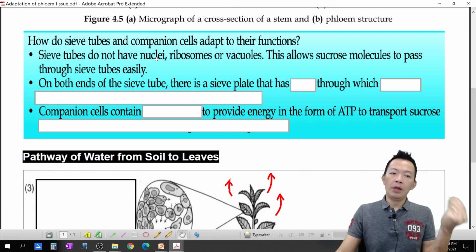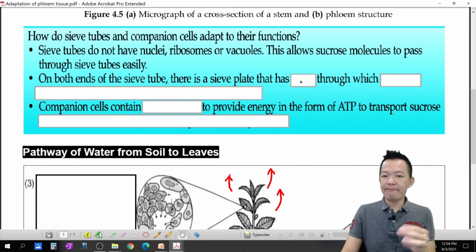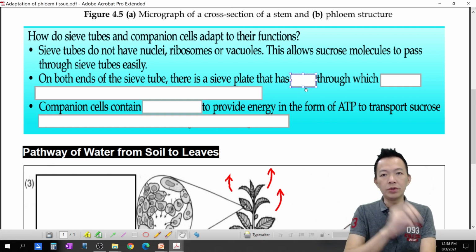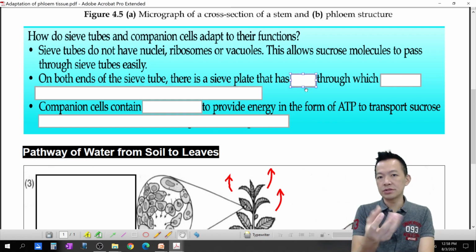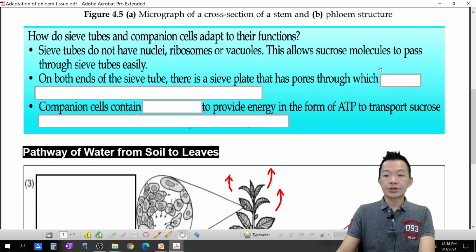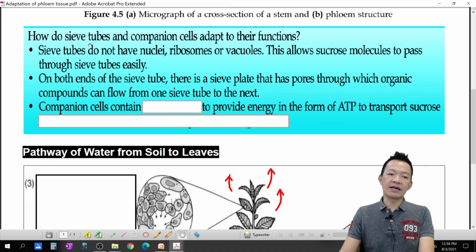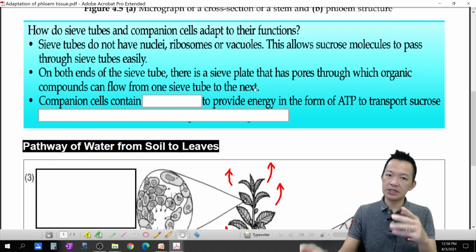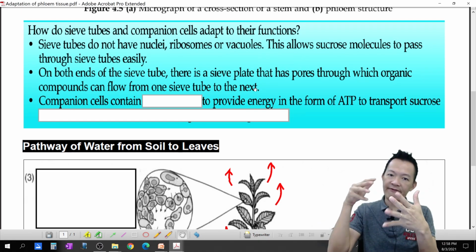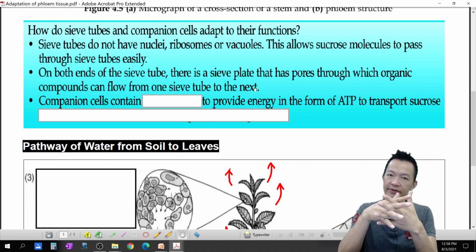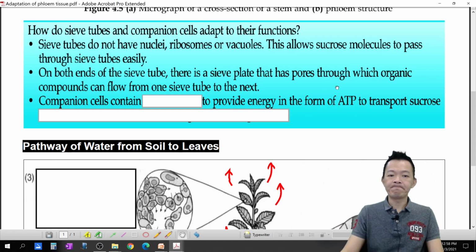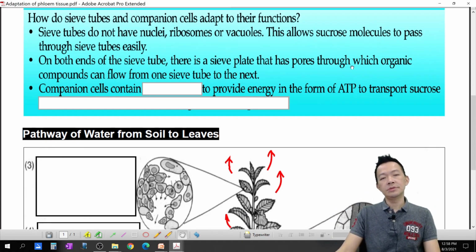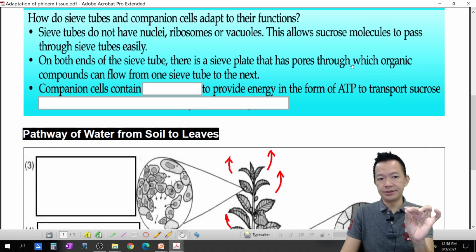Okay, on both ends of the sieve tube, there are sieve plates that have pores 有洞的，and as a function of the pores 给东西流过了，through which the organic compounds can flow from one sieve tube to the next. So they're having the pores to allow the organic substances to flow from one sieve tube to the next sieve tube. Sieve element 的意思，这些都是它的 adaptations.